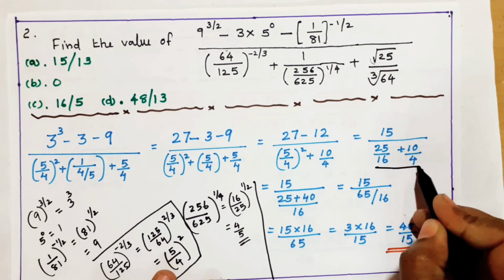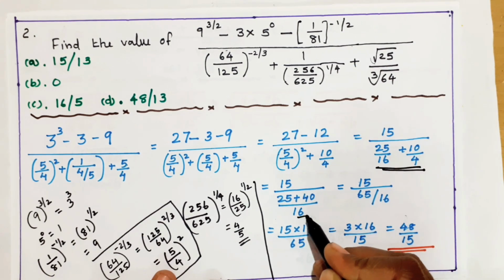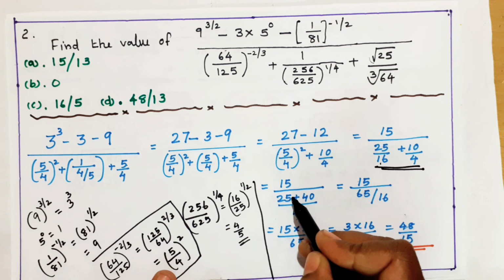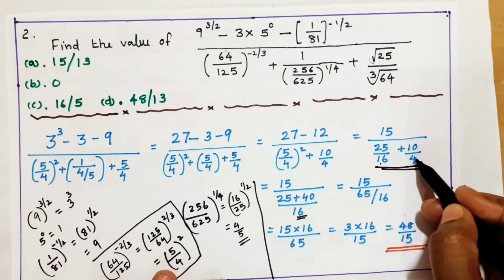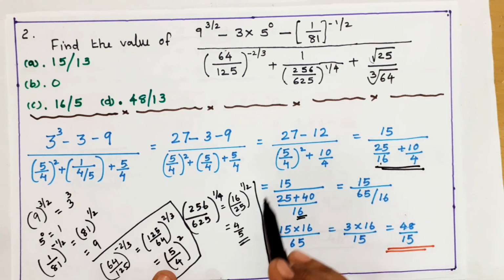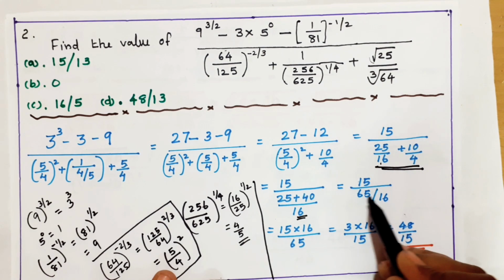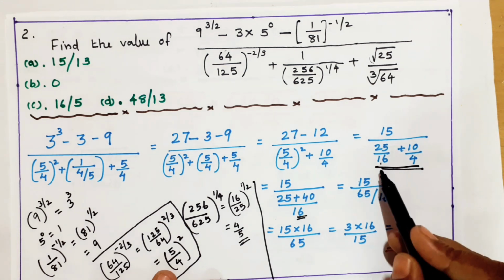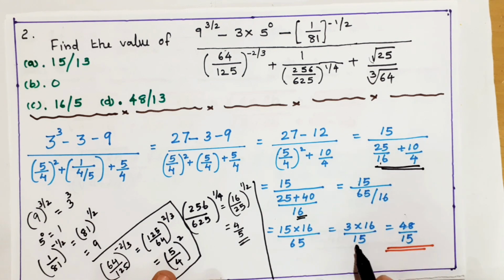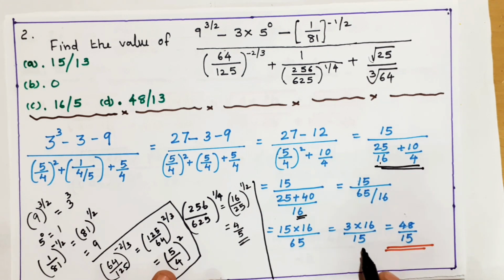What I did? This term LCM, 16. 16 divided by 16 is 1, 1 into 25, 25. Plus 16 divided by 4, 4, 4 into 10, 40. This term you simplify. That is 15 by 65 by 16. This term take it up. 15 into 16 by 65. Cancel it. If you cancel the term with a 5, the numerator becomes 3 and here the denominator is 15 into 5, 65.